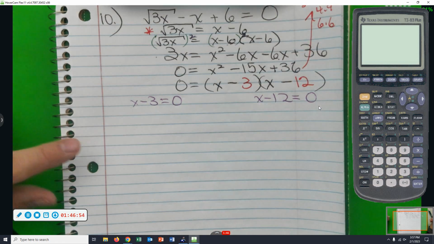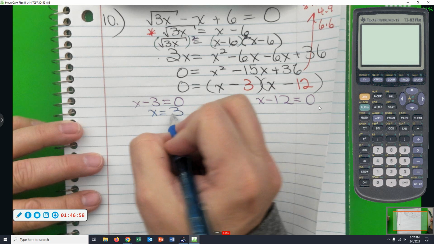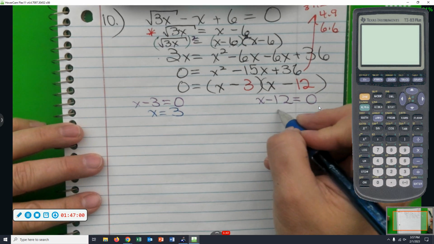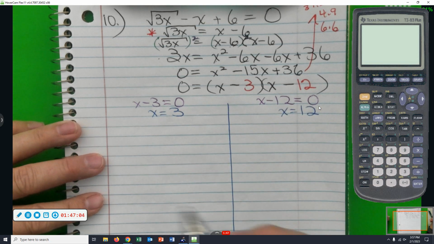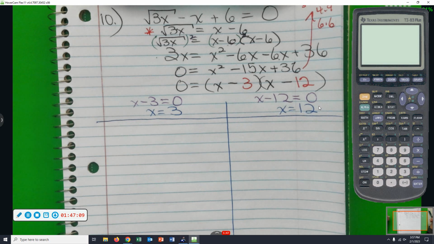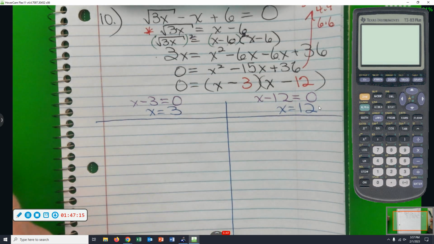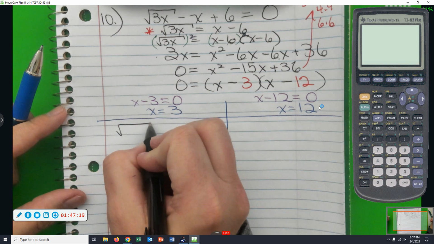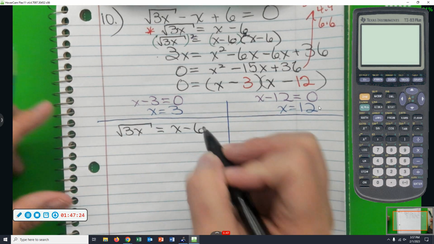So here, x equals 3, and here x equals 12, and we have to check. We're going to have to check both of them. And remember the one I'm going to be plugging into is where I have that red asterisk. I'm plugging in here: square root of 3x equals x minus 6.